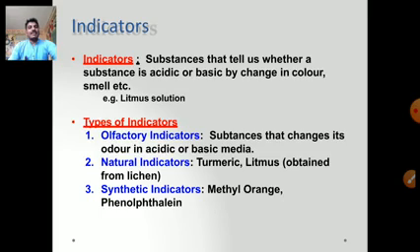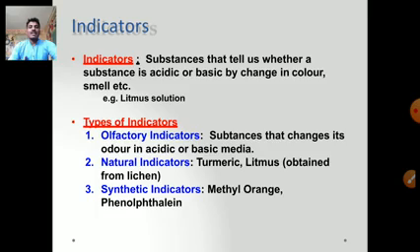What are the indicators? Indicators are substances that tell us whether a substance is acidic or basic by changing color or smell. That is called an indicator. For example, litmus solution. The types of indicators. The first one is olfactory indicators. What are olfactory indicators? Substances that change their odor in acidic or basic media. We call them olfactory indicators.